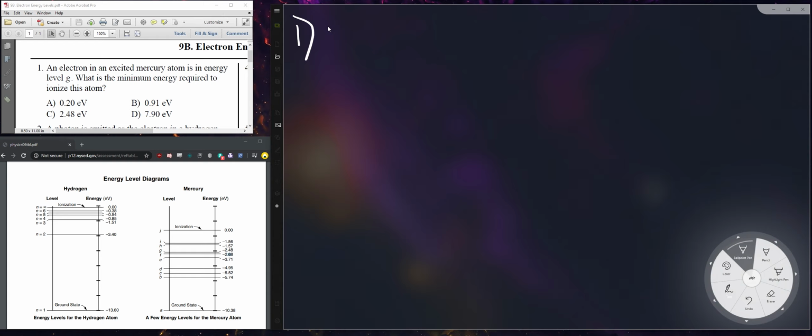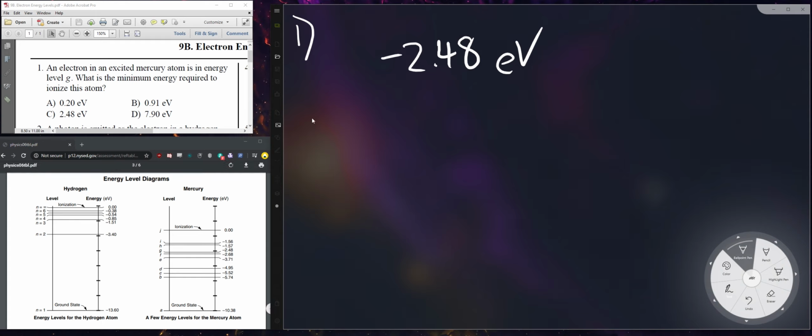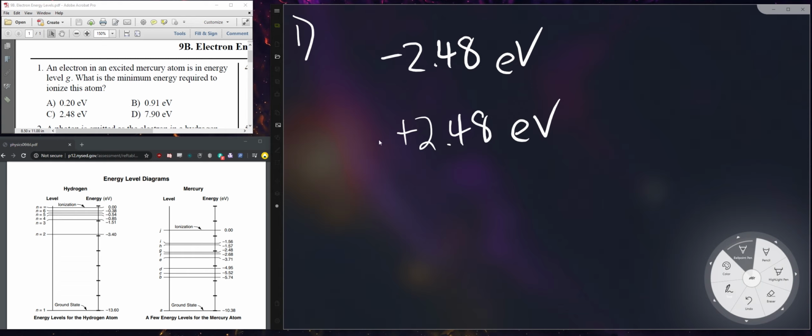Questions. An electron in an excited mercury atom is in energy level G. If you go to your reference table, go to the third page, at G it says negative 2.48 for mercury. That's your electron volts. And they want to know, what is the minimum energy required to ionize this atom, to get it above level J, which is 0.00. Well, there's an easy way to solve this problem. What is the minimum energy to get this electron out of this atom? If the energy at level G is negative 2.48, you just need at least plus 2.48 electron volts.